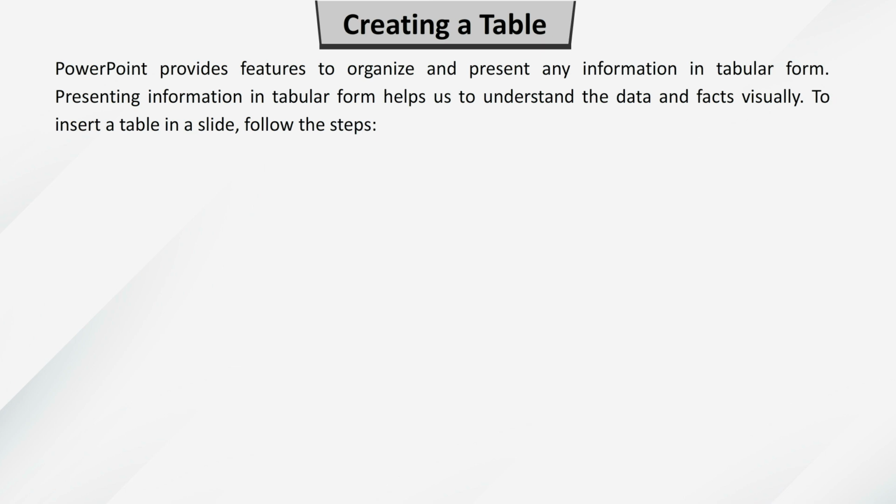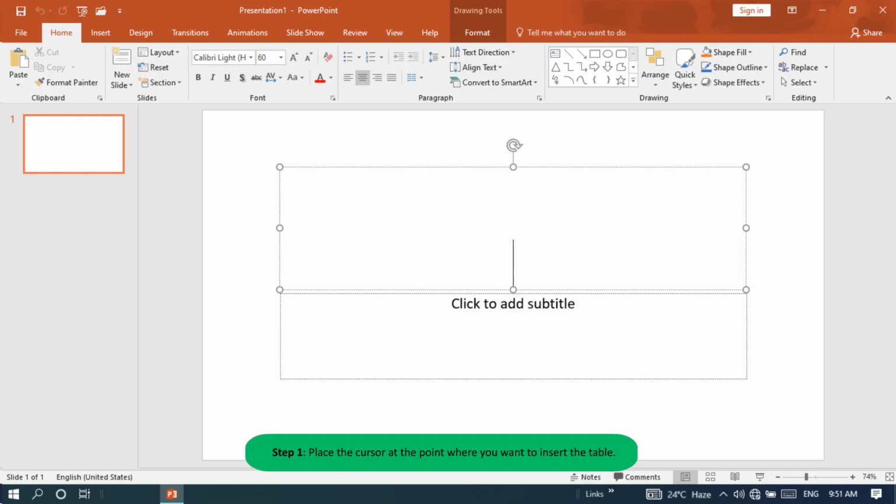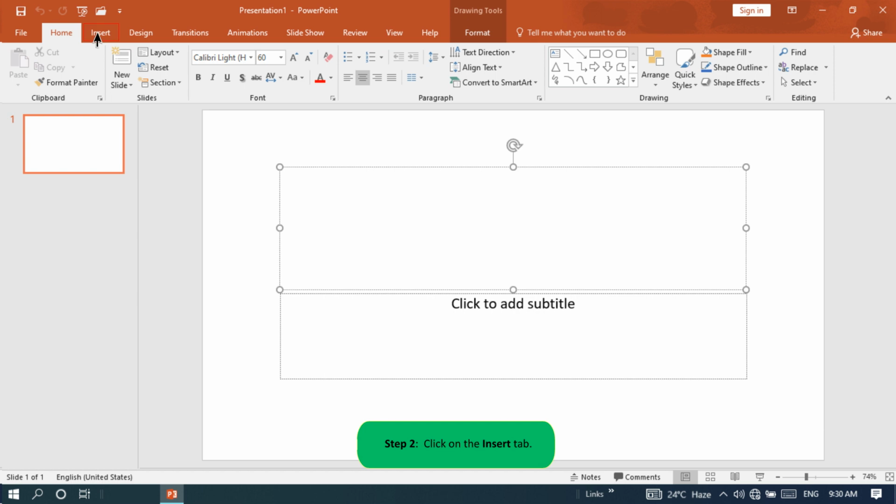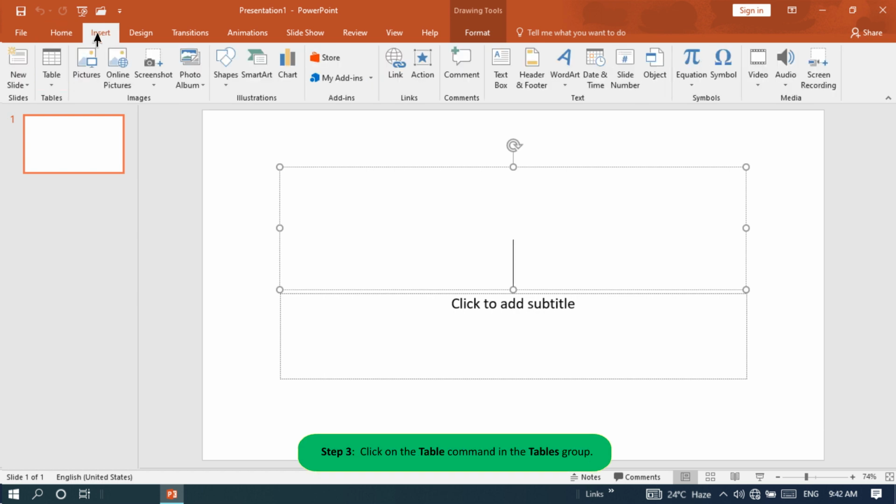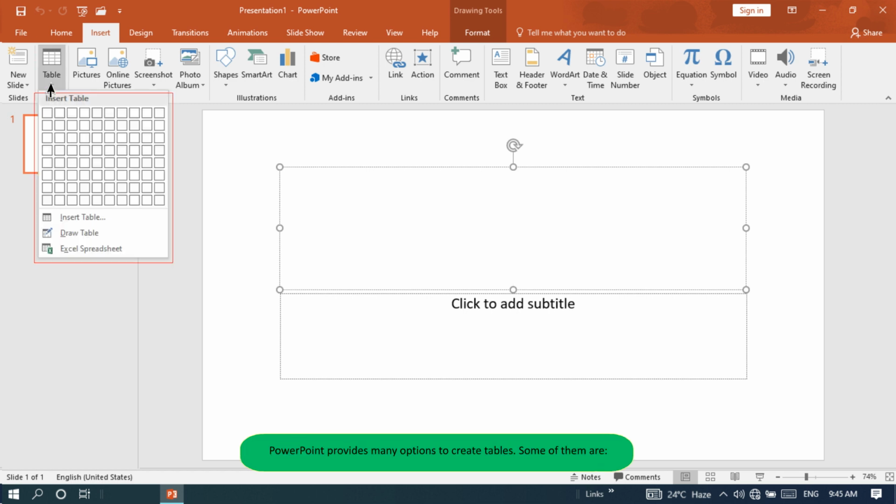Creating a table. PowerPoint provides features to organize and present any information in tabular form. Presenting information in tabular form helps us to understand the data and facts visually. To insert a table in a slide, follow the steps. Step 1. Place the cursor at the point where you want to insert the table. Step 2. Click on the Insert tab. Step 3. Click on the Table command in the Tables group.